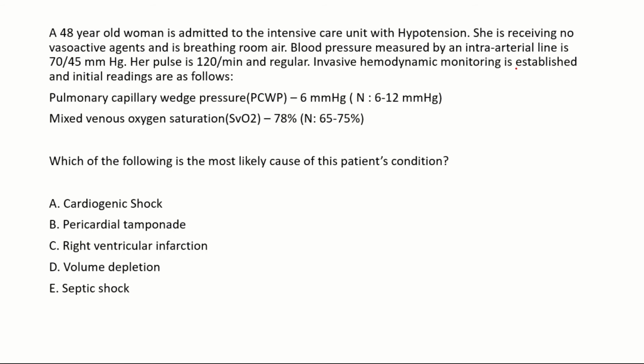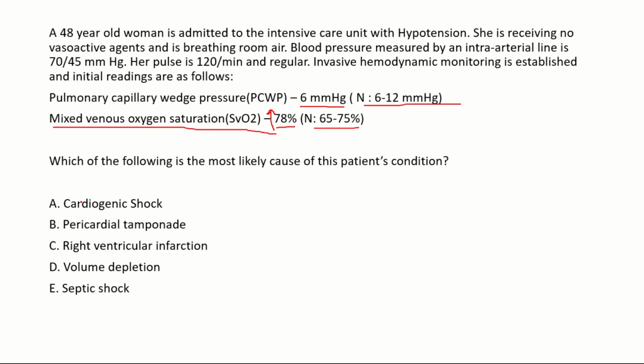Invasive hemodynamic monitoring is established and initial readings are as follows. So the pulmonary capillary wedge pressure given is 6 millimeter of mercury. Normally it should be between 6 to 12 millimeter of mercury. So you can say it is either normal or just slightly less than normal. Okay, and the mixed venous oxygen saturation given here is 78%. The normal is between 65 and 75. So there is definitely an increase in the mixed venous oxygen saturation. So which of the following is the most likely cause of this patient's condition?